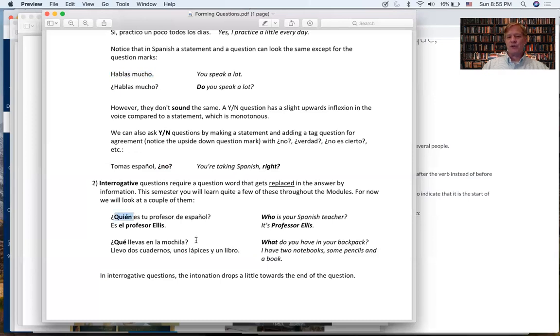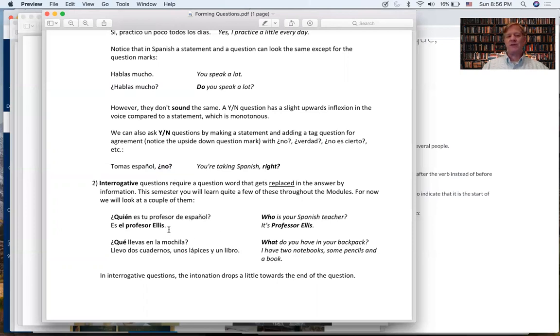¿Quién es tu profesor de español? Who is your Spanish teacher? Es el profesor Ellis. So in interrogative questions, some information is missing. And the way this question sounds is there's a slight drop in the intonation at the end. So, ¿quién es tu profesor de español? There's a drop. With yes, no question, there was a rise. With interrogatives, there's a drop. ¿Quién es tu profesor de español?